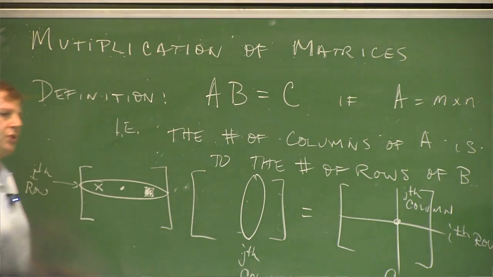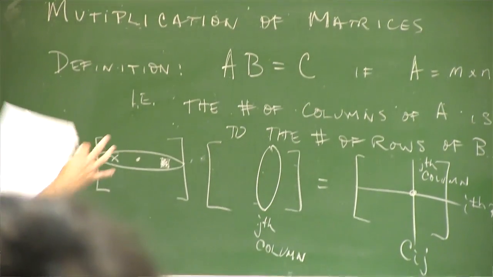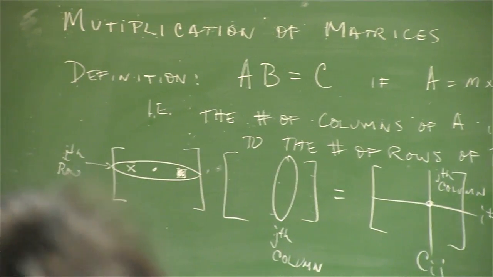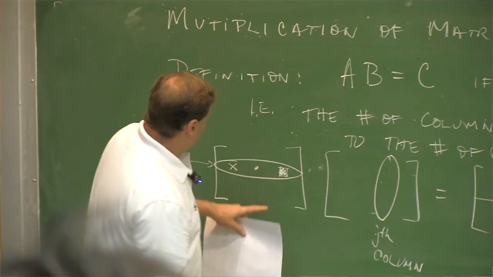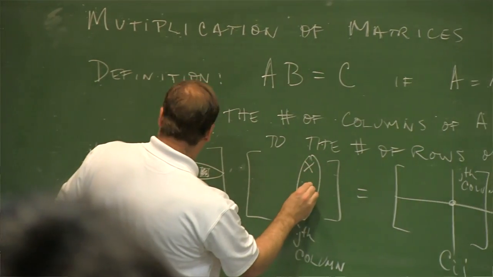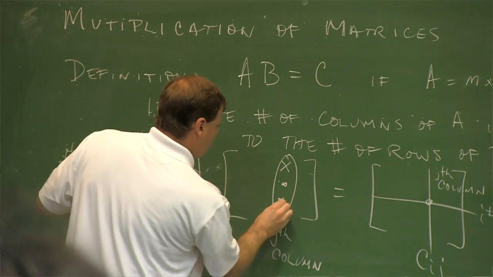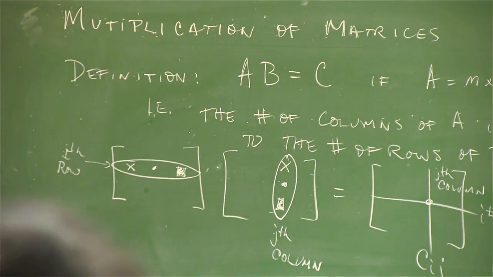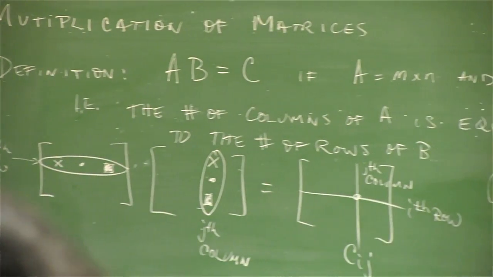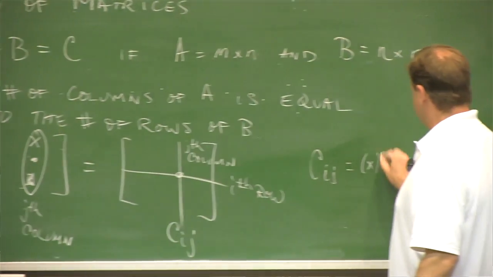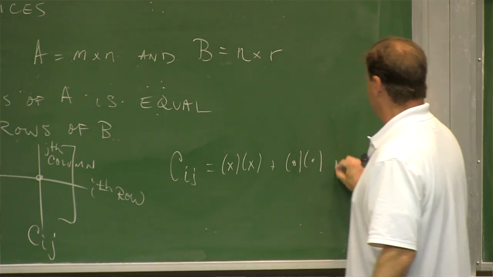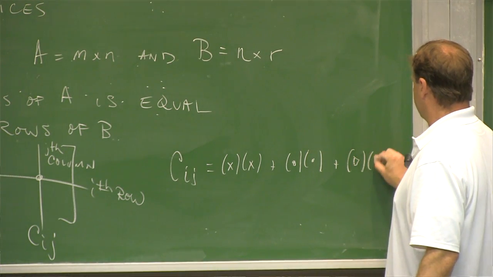You see how I'm doing this in general? I'm doing all matrices in the universe simultaneously. It's pretty powerful. Well, okay, so then what am I going to do to match them up? I've got entries here, right? And so how do I get Cij? Cij is equal to, well, it's x times x plus dot times dot plus square times square.